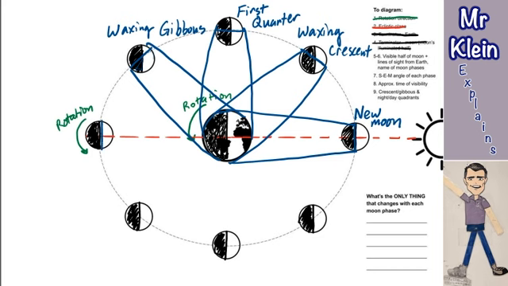Then down here, we got the full moon. Why is it a full moon? Because the full portion of the illuminated half of the moon is visible from Earth. Full moon.